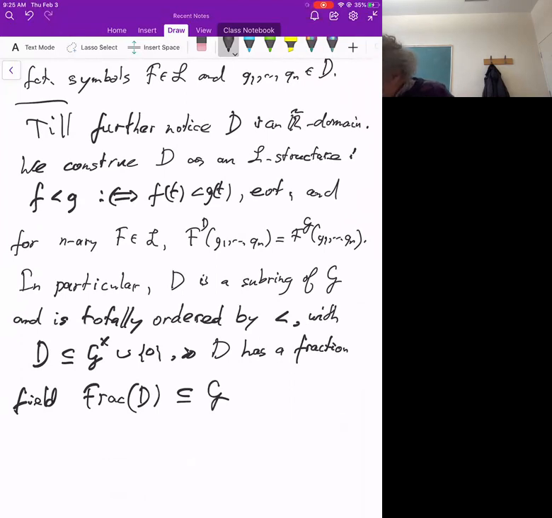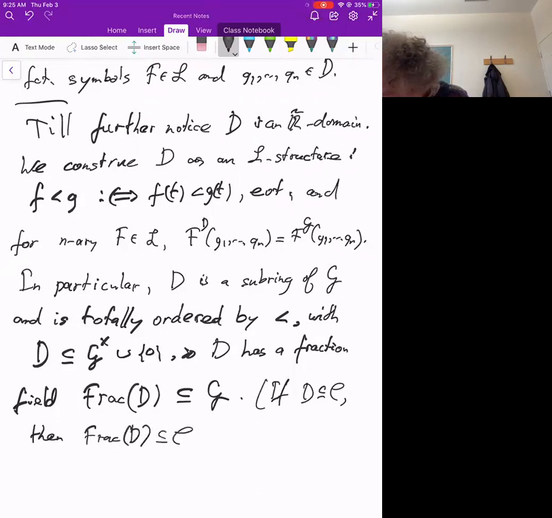Right. Now, maybe a remark. If all the germs in D happen to be continuous germs, then of course this fraction field is what we call a Hardy field. It's in particular a Hausdorff field then.